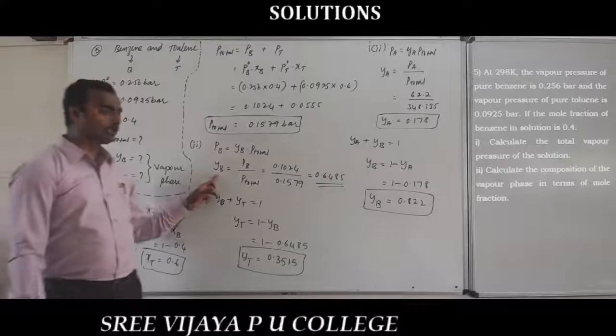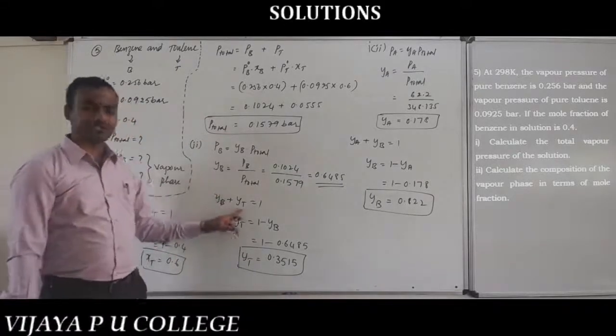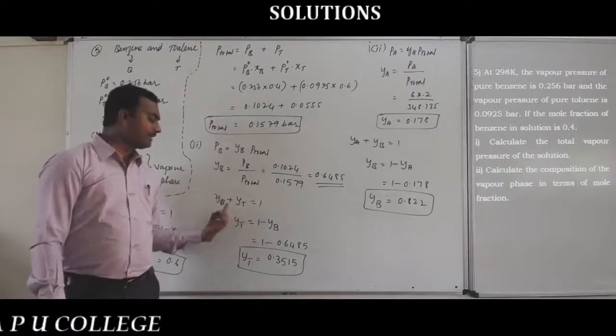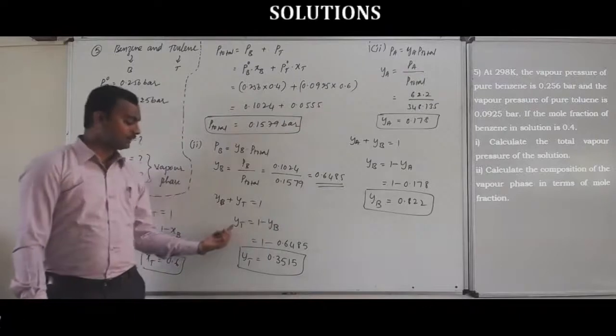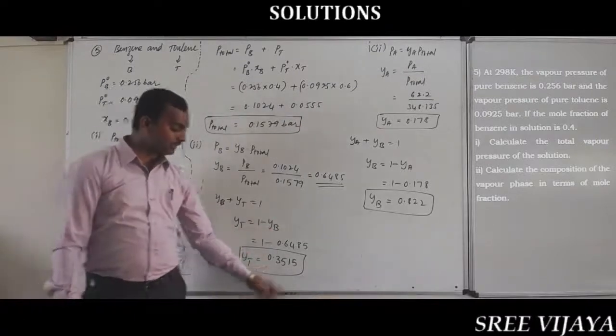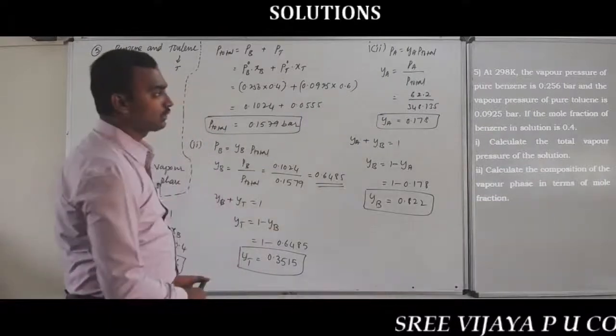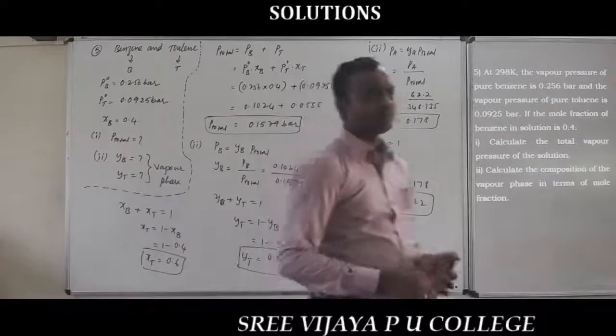0.6485. So once you know the value of YB, the mole fraction of one component in any phase, you can calculate the mole fraction of the other component, just by knowing that the sum of the mole fractions of two components in any phase is always equal to 1. Then we know the value of YB already. So YT is equal to 1 minus YB, and YT is equal to 0.3515. So that's about problem number 5. So these are the problems based on Raoult's law of liquid solutions.